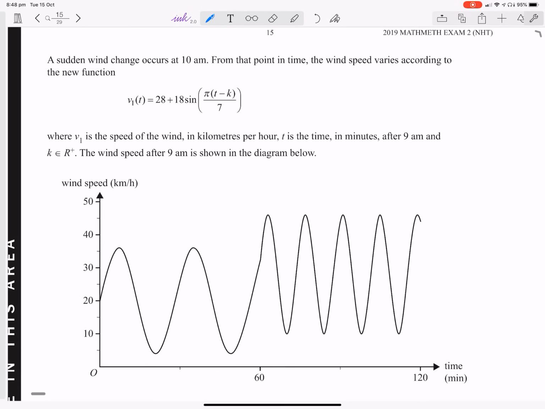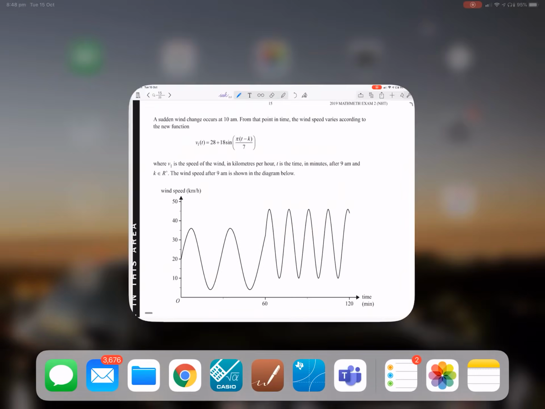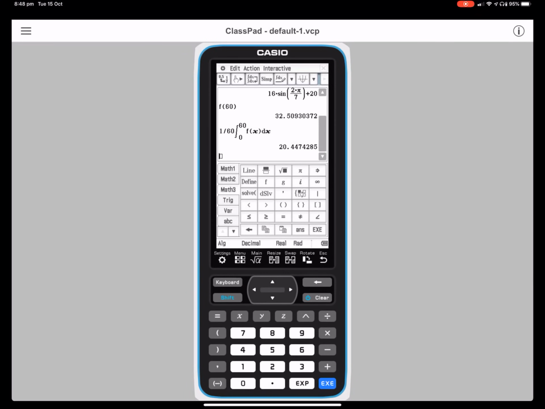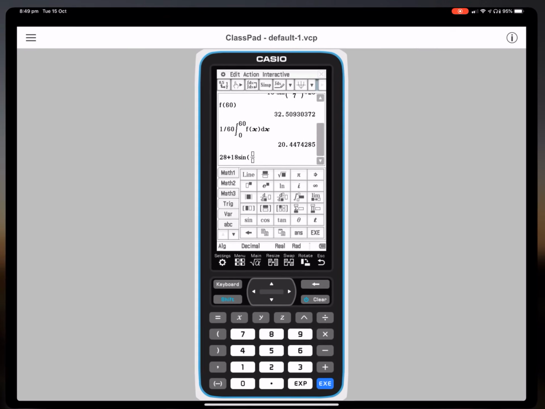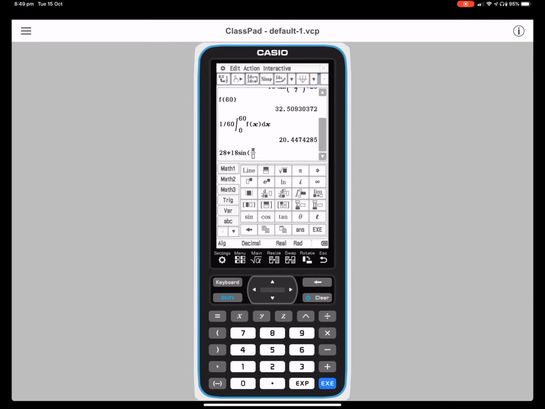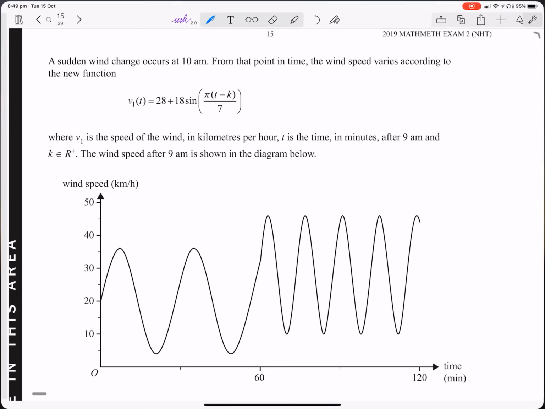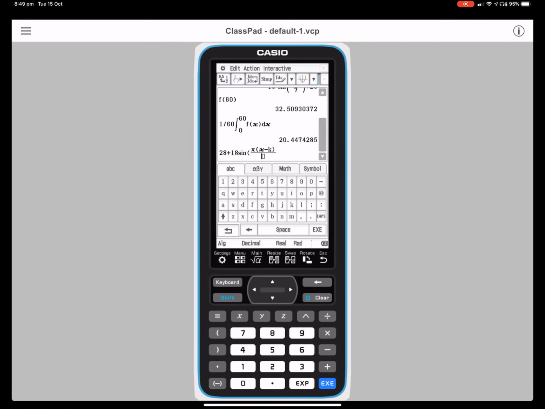A sudden wind change occurs at 10 a.m. From then on, the wind speed varies according to the new function: 28 plus 18 sine of pi x minus, let's keep it as k so we don't get confused, on 7. Different period as well. Let's call that g of x.